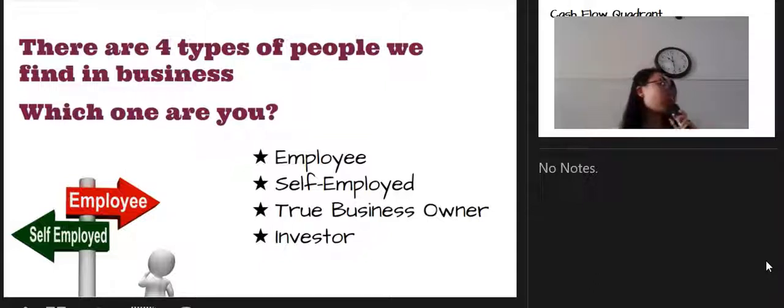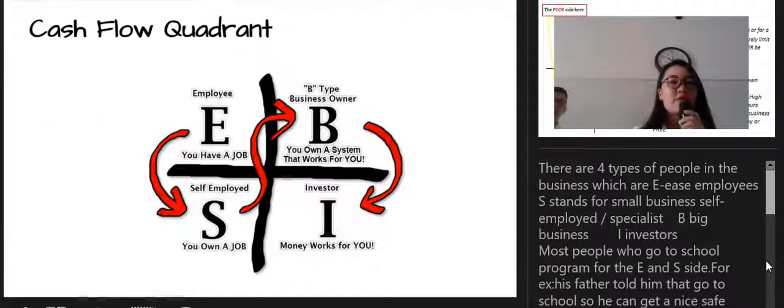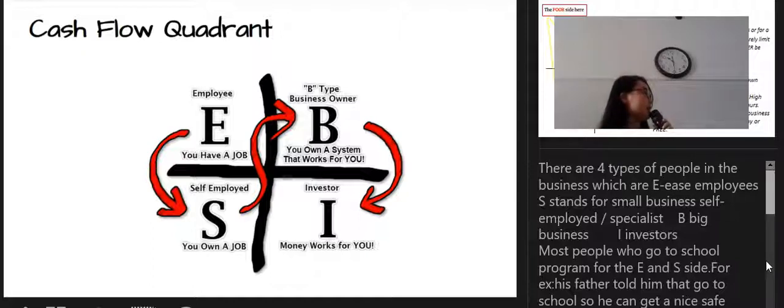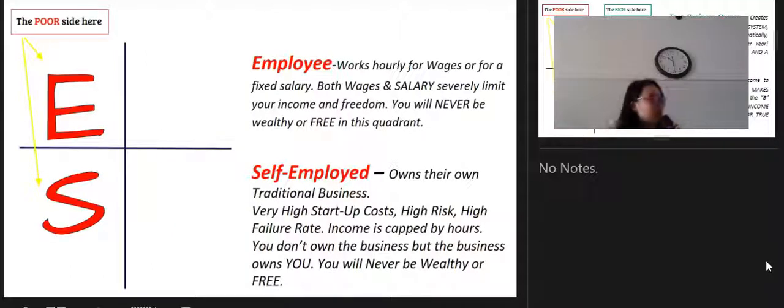And now I'm going to talk about the cash flow quadrant. E is employee, S is self-employed, B stands for business owner, and I stands for investor. Most people who go to school will be programmed into the E and S quadrants. For example, Robert Kiyosaki's father, who was a professor, wanted him to be an employee because he said he can get a nice and safe job.